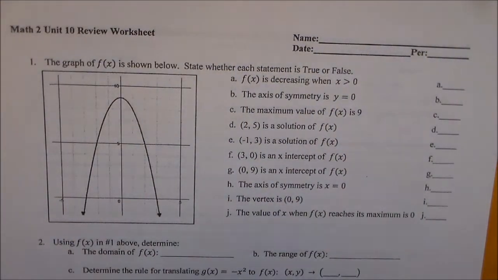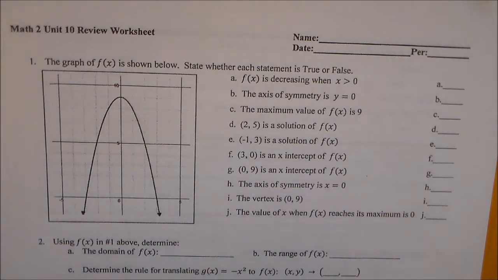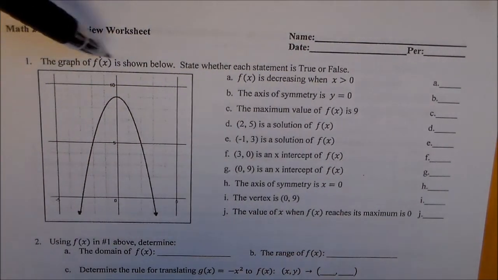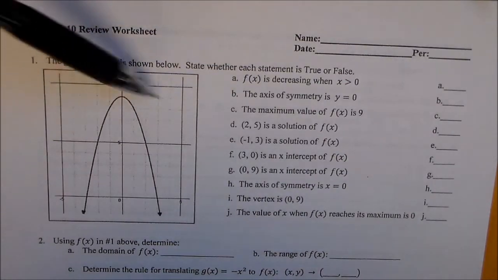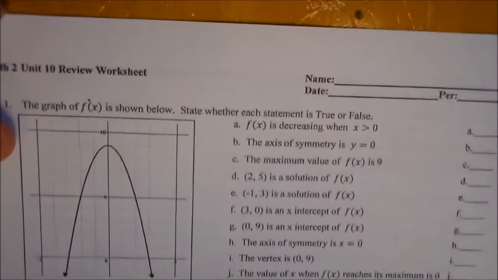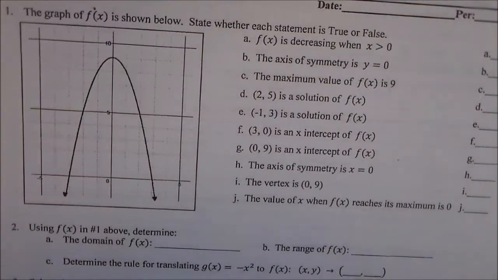This is the Math 2 Unit 10 review worksheet where we're looking at quadratic functions, graphing parabolas, and solving in vertex form as well as solving by factoring. So first off, we start with our graph of f of x, and we're going to make true or false statements looking off of this graph. So we don't really need to know the equation or the function of the graph, but we can at least start to see some information.